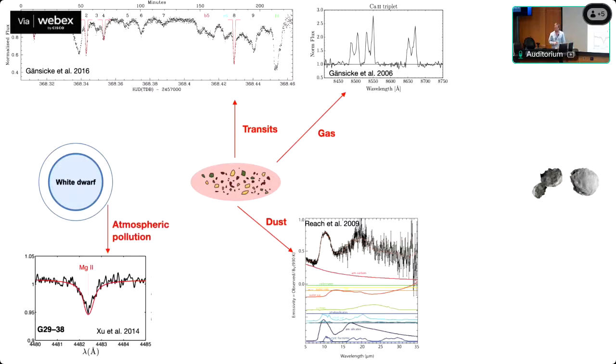But the key piece of evidence for accretion of planetary debris comes in the form of optical and UV absorption lines. Peter said R of 1,000 isn't very impressive in the optical, but actually it is pretty decent for white dwarfs. I mean, you can do a lot because the pressure in the photosphere broadens these lines so much.